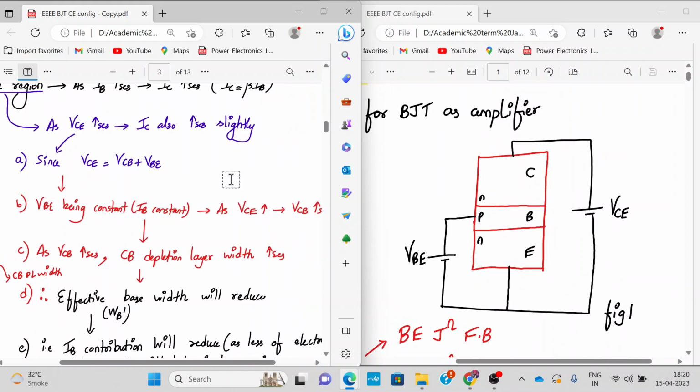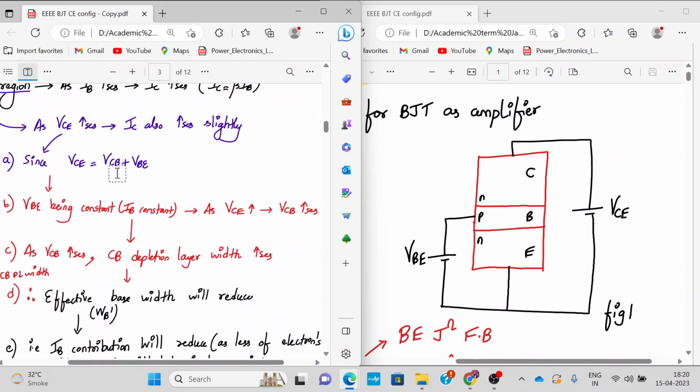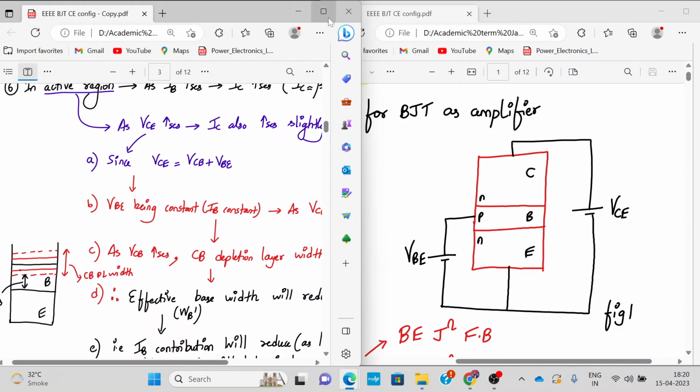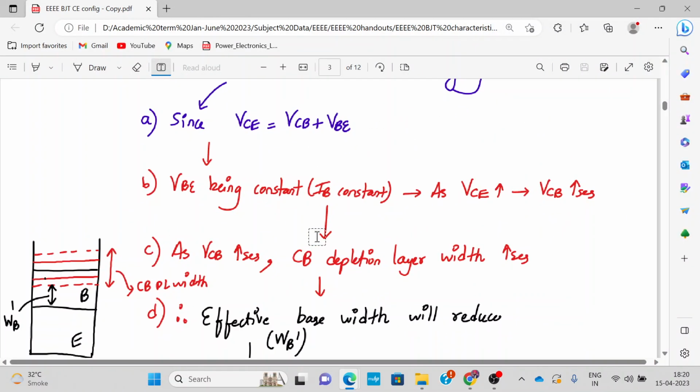So we know that VCE is VCB plus VBE, right? Now VBE is held constant, because IB is constant. As we increase the value of VCE, your VCB will increase, right? Your base collector voltage will increase. Now, as we know, let me go back to this.